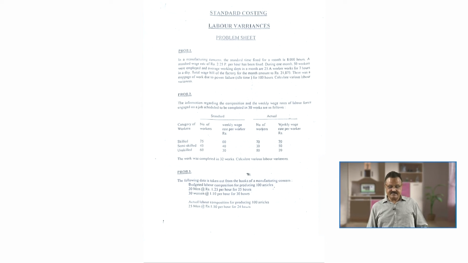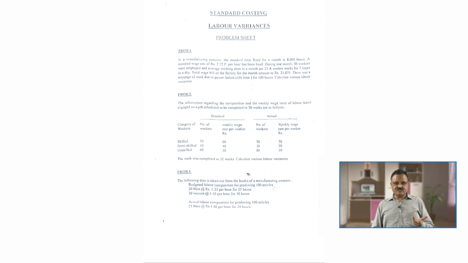So this is the first difference: against the standard of 30, actual time is 32 weeks. So we have used the labor for 2 more weeks. You can expect the labor cost variance will certainly be negative or adverse, because the first indicator shows our actual time is more than the standard time. And if you look at the workers here, against the standard of 75 we have used 70 skilled workers. Against the standard of 45 semi skilled workers we have used 30, and against the standard of 60 unskilled workers we have used more, that is 80.